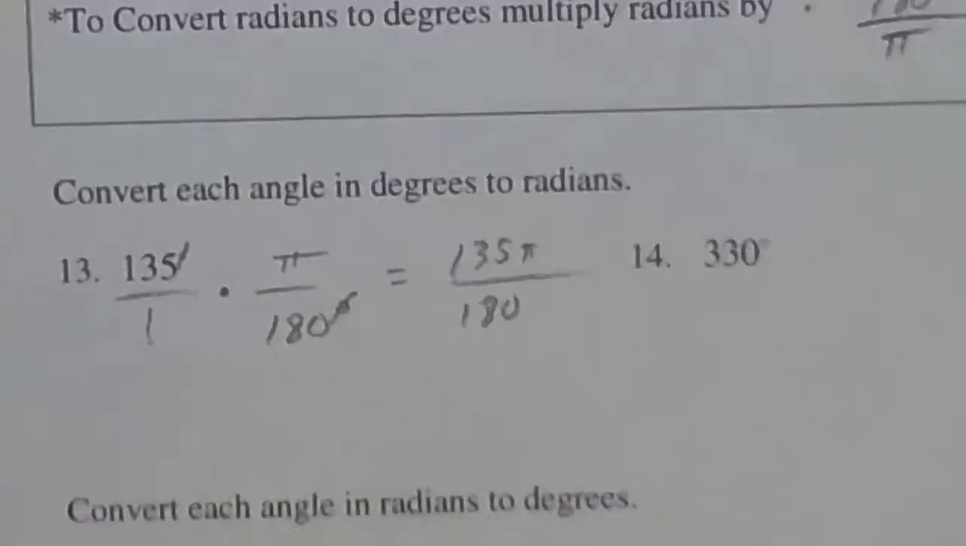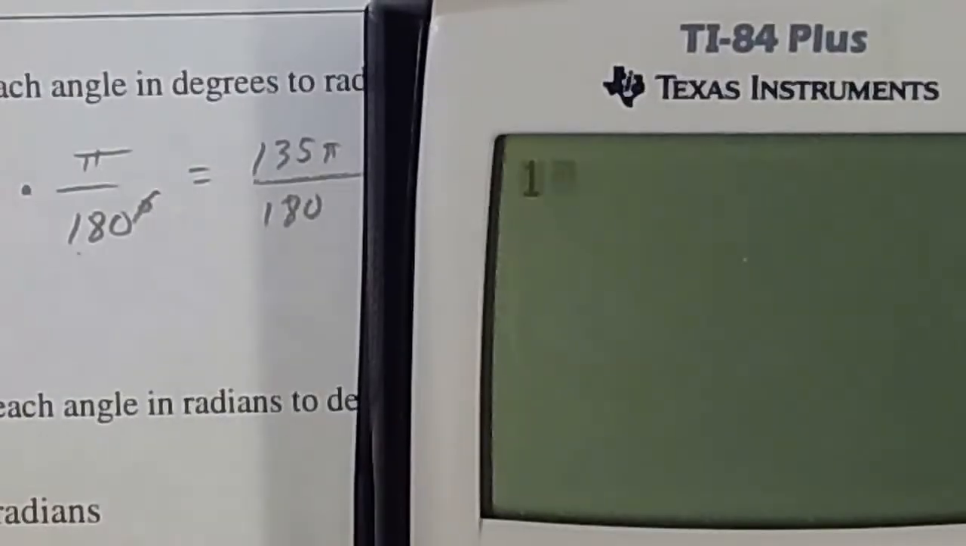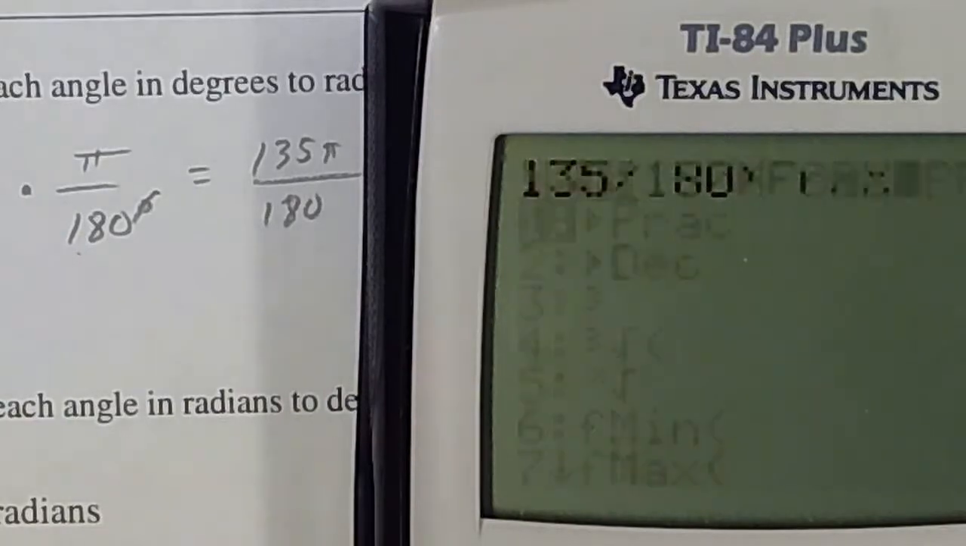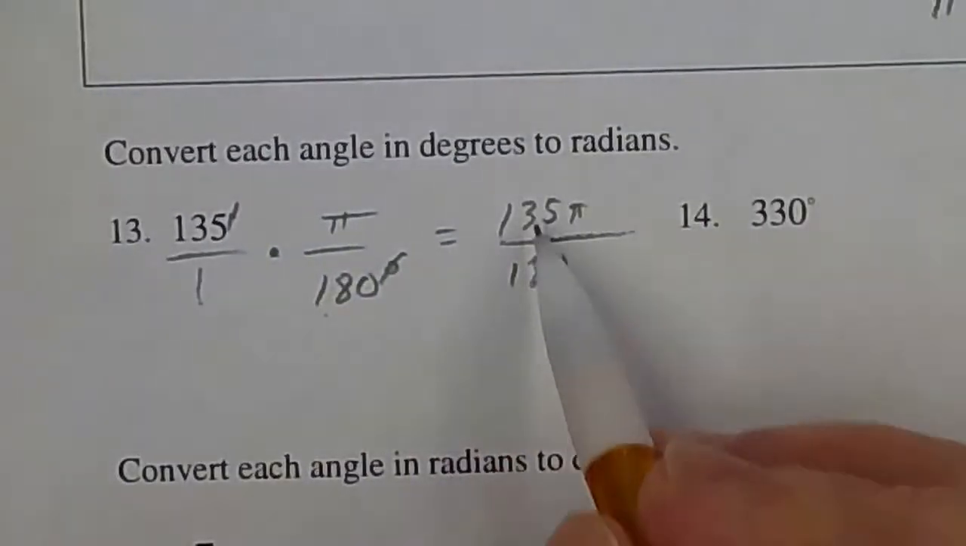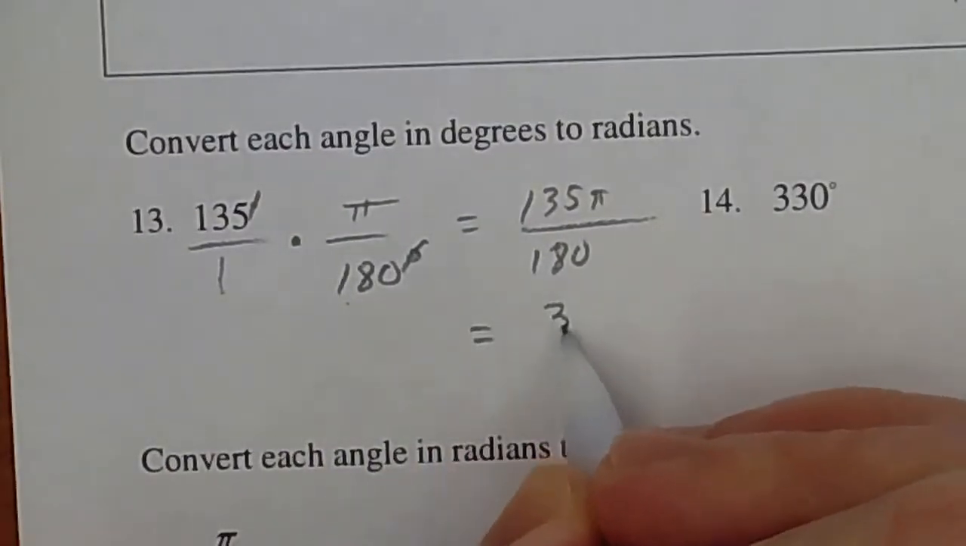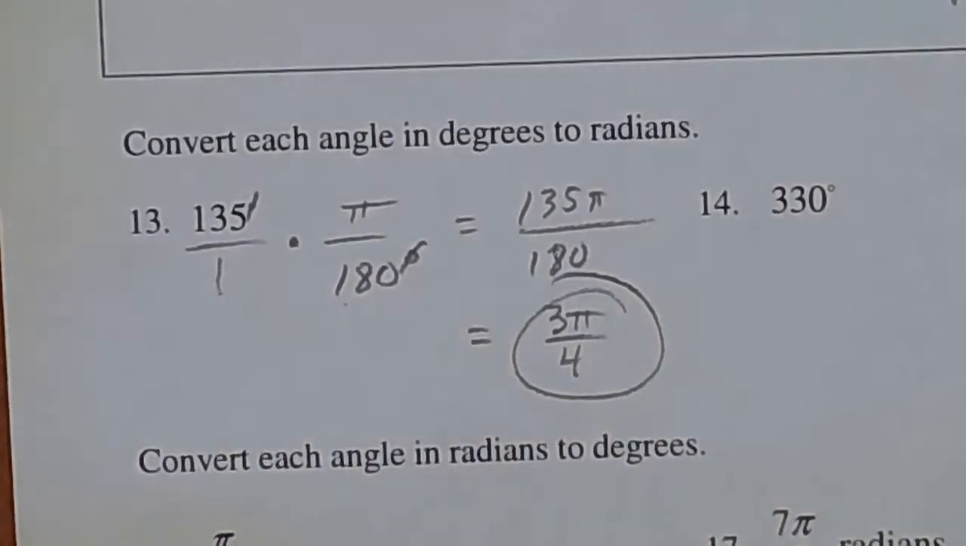Okay, you will be expected to reduce these. If you're good at mental math, 45 goes into both, and you might know it's 3/4 right now. If not, you just do 135 divided by 180, change it back to a fraction, and we'll get the reduced form right away. So this is 3/4, so we write this as 3 pi over 4, just like that.